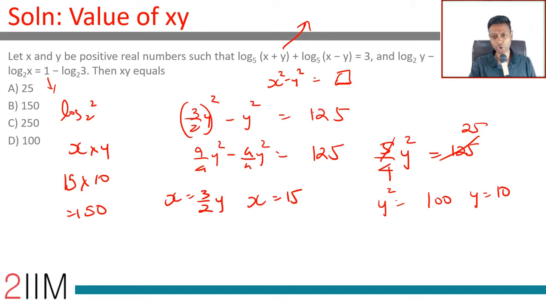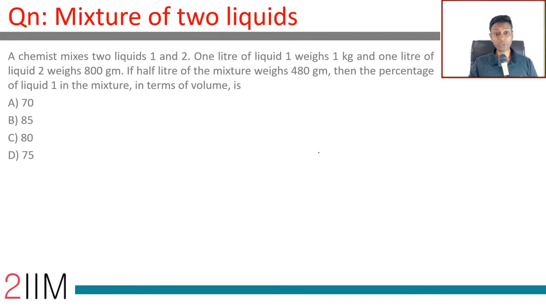A regular question should be solved. A chemist mixes 2 liquids, 1 and 2. 1 liter of liquid 1 weighs 1 kg. Liquid 1, 1 liter equals 1 kg. Liquid 2, 1 liter weighs 800 grams. If half a liter of the mixture weighs 480 grams, then the percentage of liquid 1 in the mixture in terms of volume is?